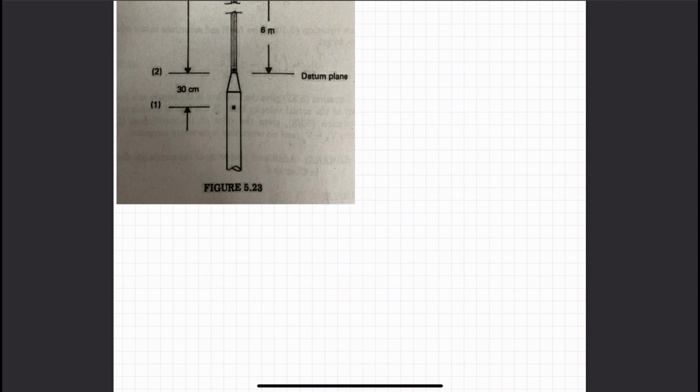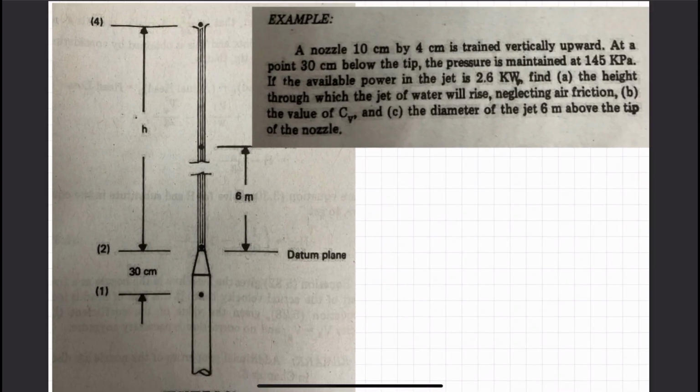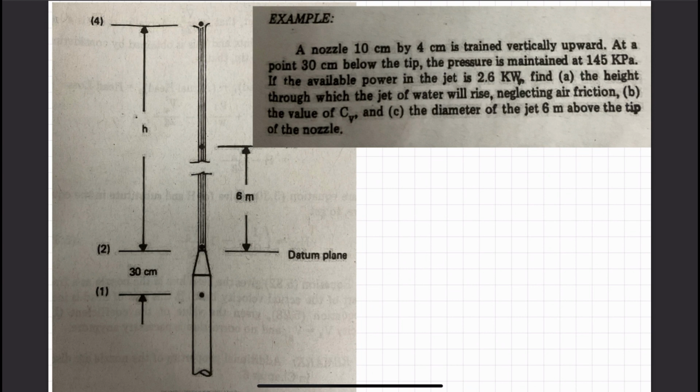So, sabi, meron daw nozzle, which is 10 cm by 4 cm. It is trained vertically upward at a point 30 centimeters below the tip. The pressure is maintained at 145 kPa. If the available power in the jet is 2.6 kilowatts, find A, the height through which the jet of water will rise. So, hanggang saan daw siya pwedeng umabot, neglecting air friction. B, compute for the value of the coefficient of velocity. And C, the diameter of the jet 6 meters above the tip of the nozzle.